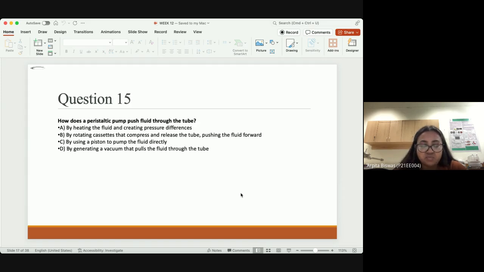So next, move to question number 15. How does a peristaltic pump push fluid through the tube? So first option is by heating the fluid and creating pressure differences. Option B is by rotating the cassettes that compress and release the tube, pushing the fluid forward. And option C is by using a piston to pump the fluid directly. And option D is by generating a vacuum that pulls the fluid through the tube. So what is the right answer?